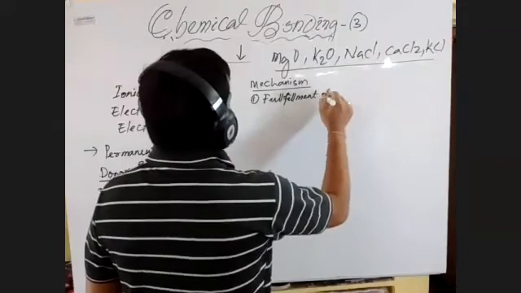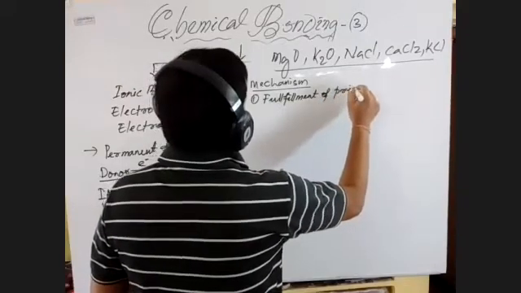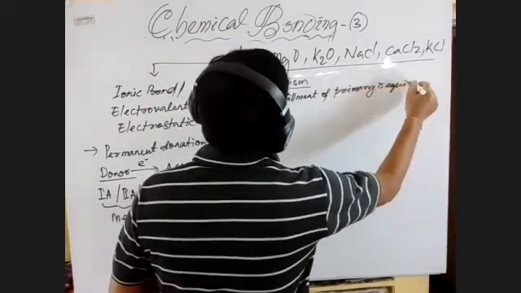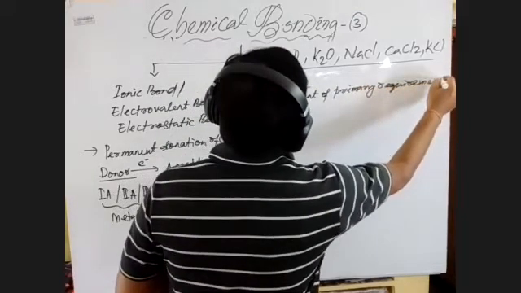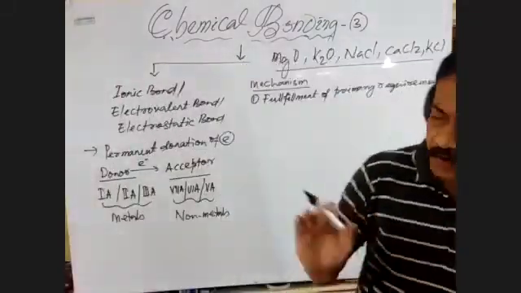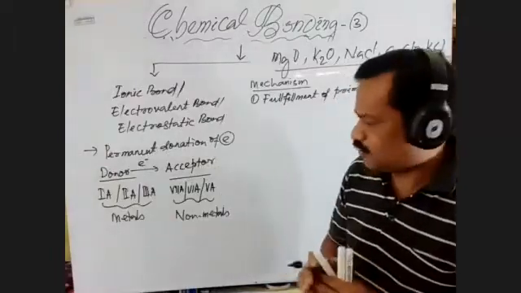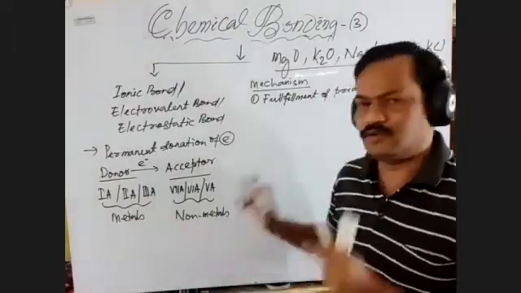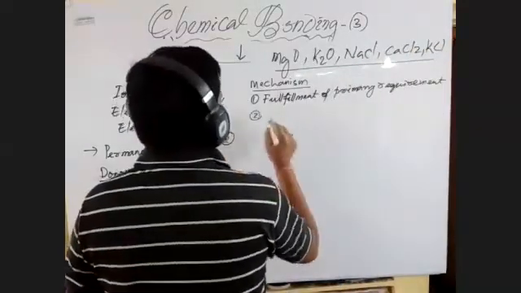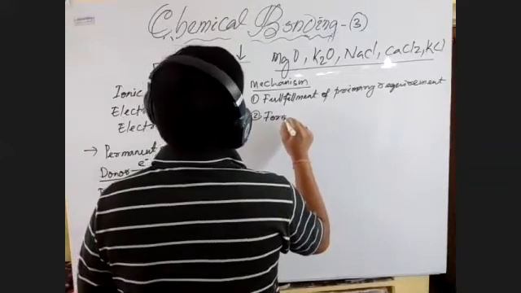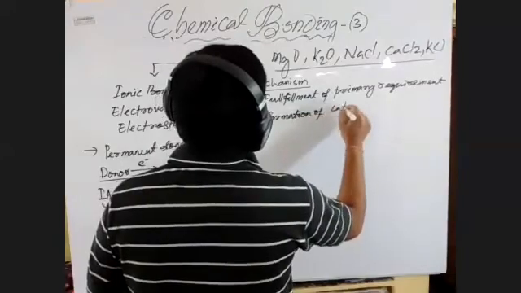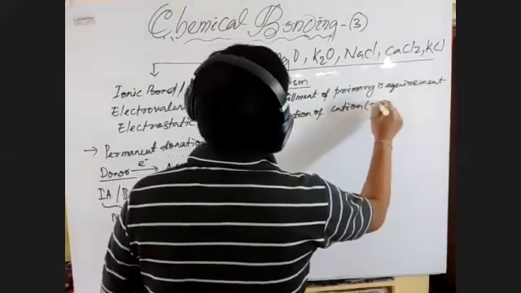fulfillment of primary requirement. This is the first point of the mechanism, that the two elements should fulfill our primary requirement, that one should be a metal, one should be a non-metal. Then the second point is formation of cation. So what is cation? That is a positive ion.